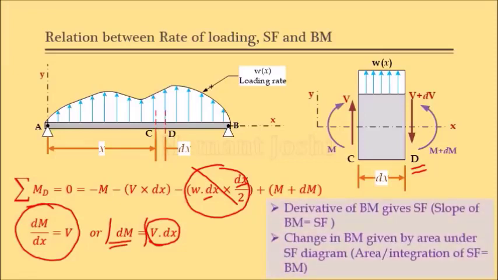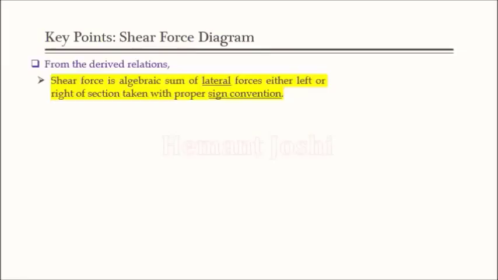So that gives me two conclusions. One is the derivative of bending moment gives SF, the slope of the bending moment. And second, if I transfer the variables, then the change in bending moment is nothing but the area under the shear force diagram. But whenever you have to take area, you should consider either the left part of the section or the right part of the section where you are going to consider the point.